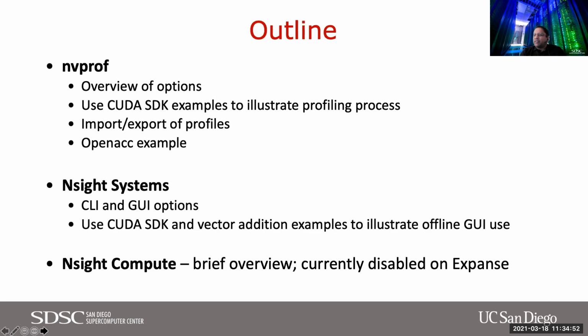I'll give a brief overview of NSIGHT Compute. It's currently disabled on Expanse for the same kind of security reasons that Bob was talking about. We have to figure out a way to make that happen. Probably what we're going to do is set a feature that will let us do this on an exclusive node so that some of the security concern is mitigated. But right now it's disabled.